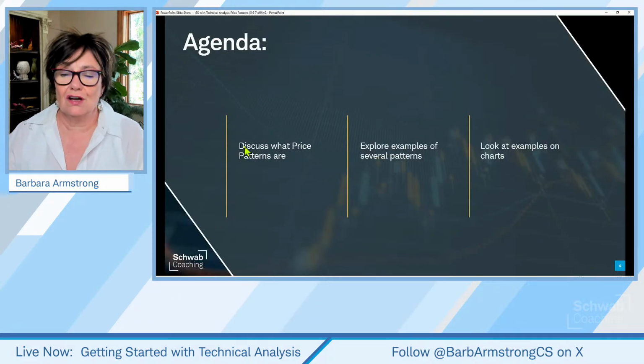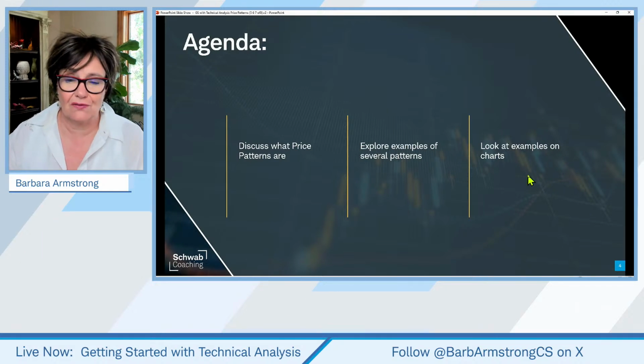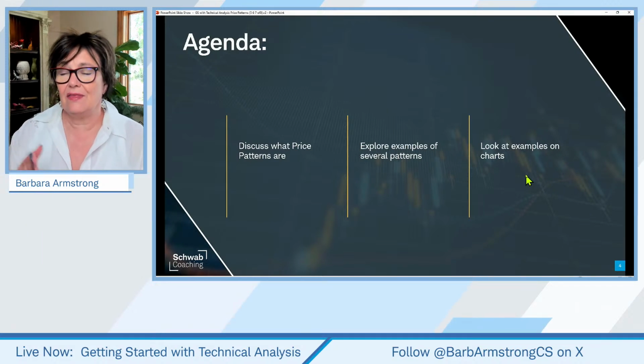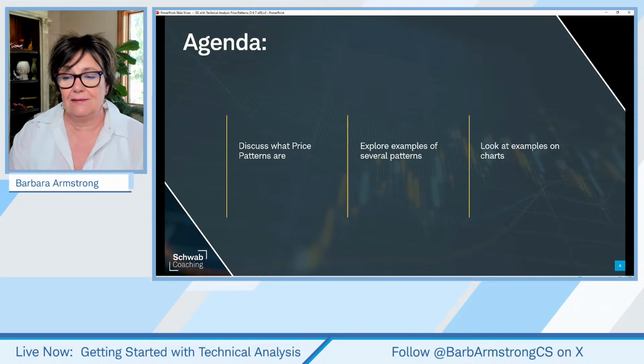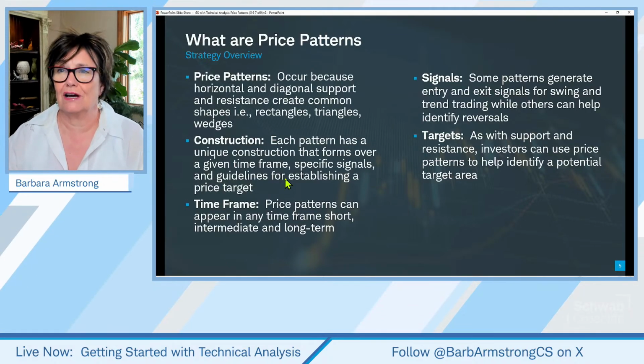Okay, so we're going to look at what triangle patterns are today. We're going to look at several different examples of ascending triangles, descending triangles, and symmetrical triangles on the charts. And then we're going to look at what we might do with that, including placing example trades.